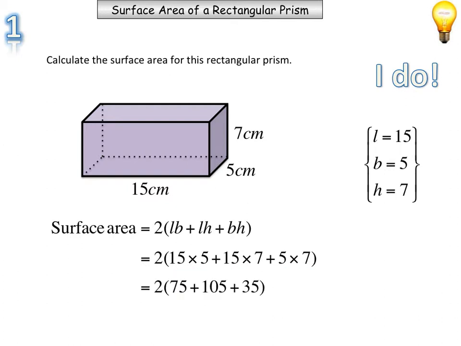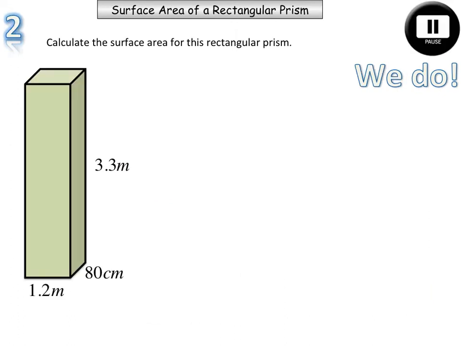You can do that on the calculator straight away to get your answer, or you can do 2 multiplied by the sum of all of those. So our answer is 430 square centimeters. Okay, you can pause the video and have a go at this particular question. Just make a note of the units used in this one, make sure they're all consistent, and we'll have a look at the solution in a moment.